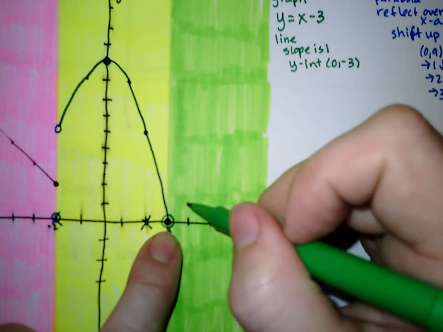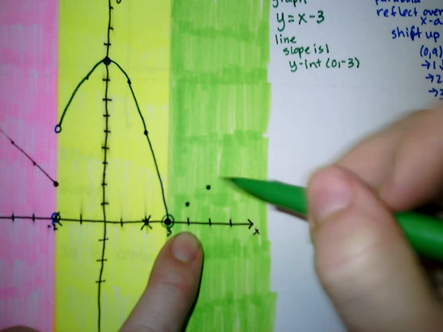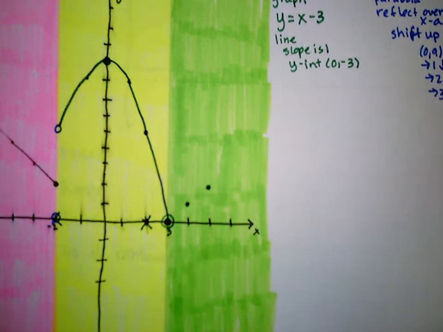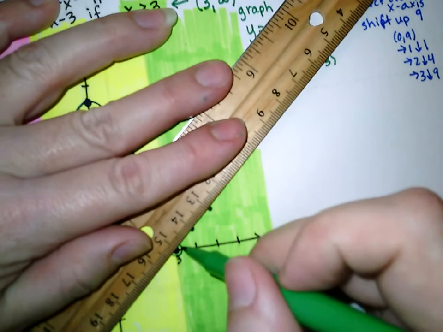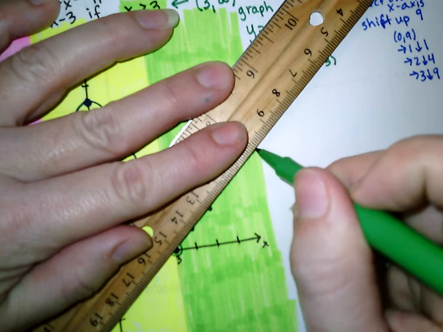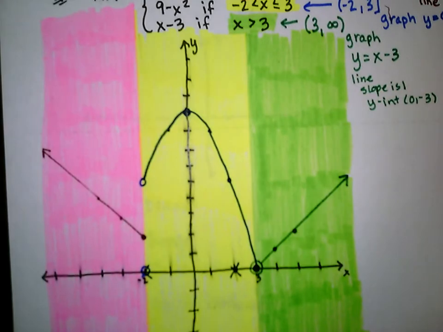So up 1, over 1. Get a dot there because it's the right color. Up 1, over 1. And I would continue my line beyond the edge of my border because that goes to infinity. So this is what my piecewise defined function looks like.